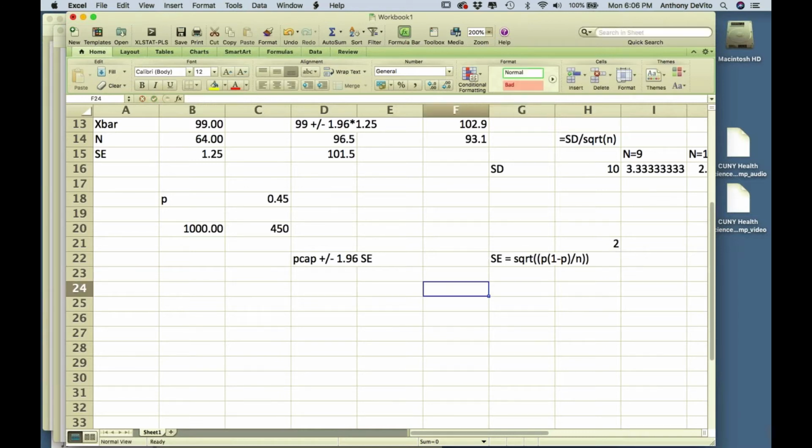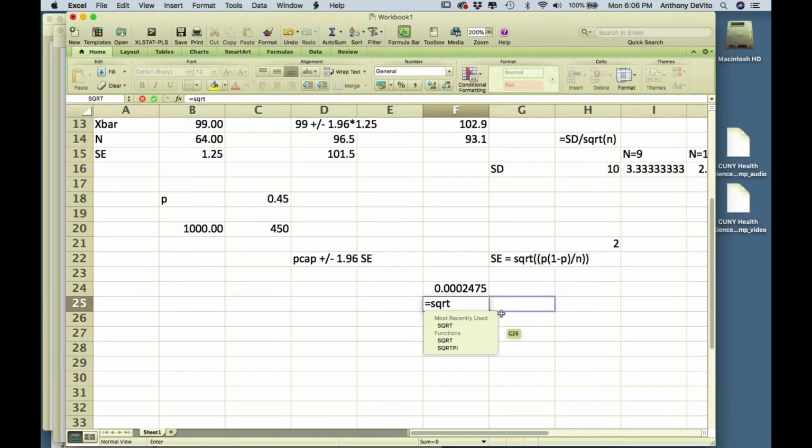So what is that going to be equal to? I'm going to do this in steps. p times 1 minus p is equal to 0.45 times 0.55, which is 1 minus p, divided by the sample size, which is 1,000. Since it's all dividing and multiplying, we can go ahead and hit enter. I don't need parentheses, presumably, and that's the answer that I get. Now I want to find the square root of it, because I want the square root of p times 1 minus p over n. So the square root of this whole thing is equal to 0.0157. I'll call it 0.016.